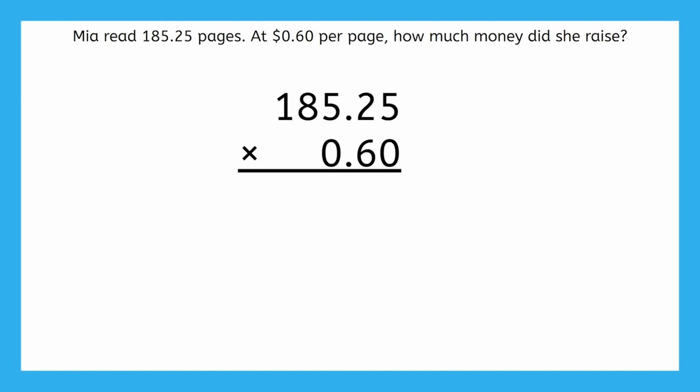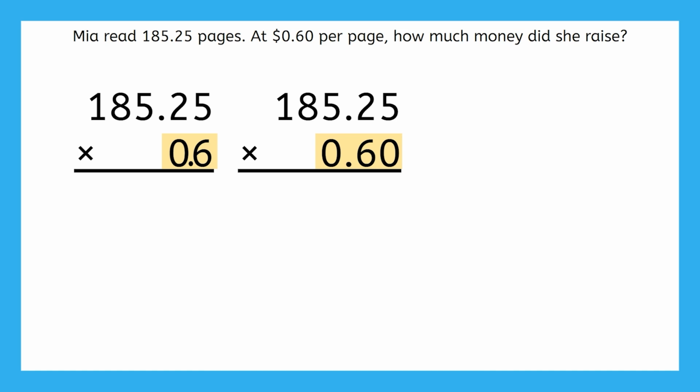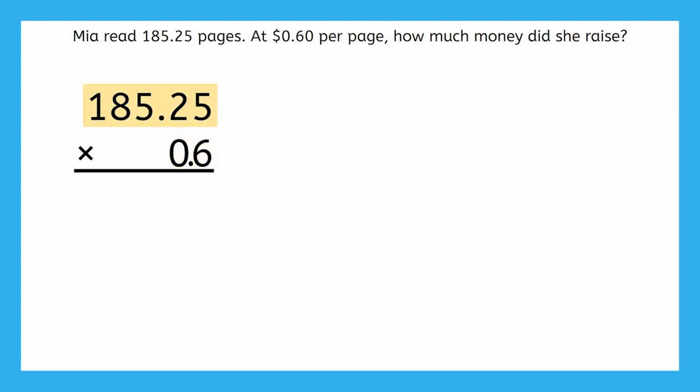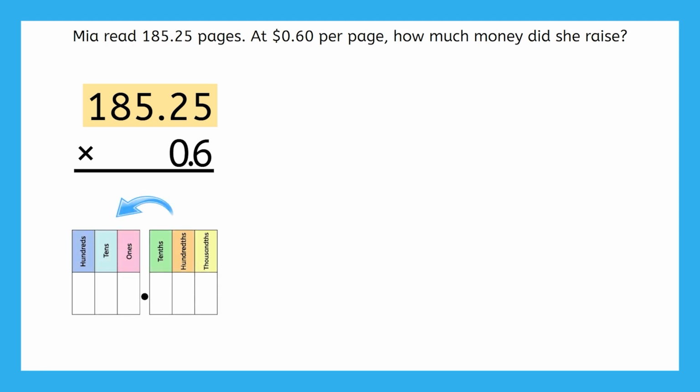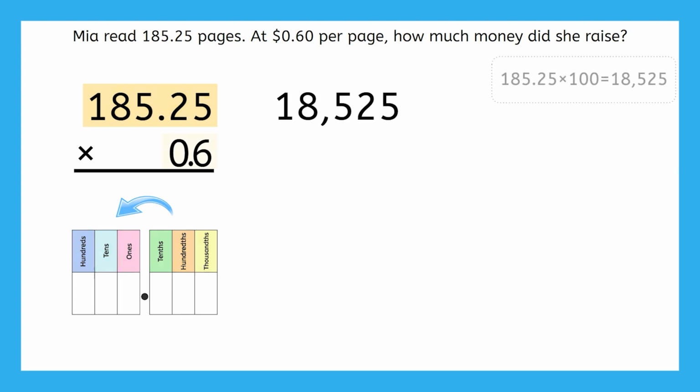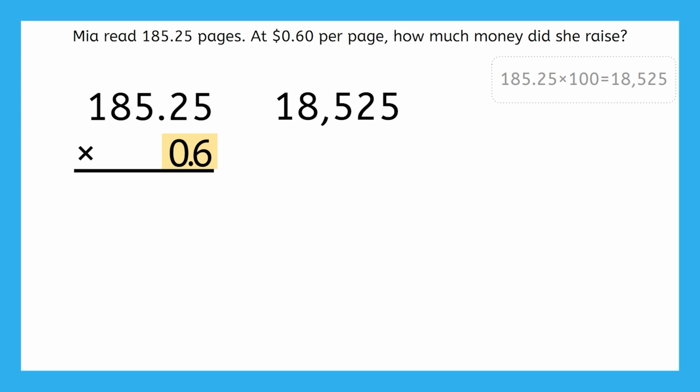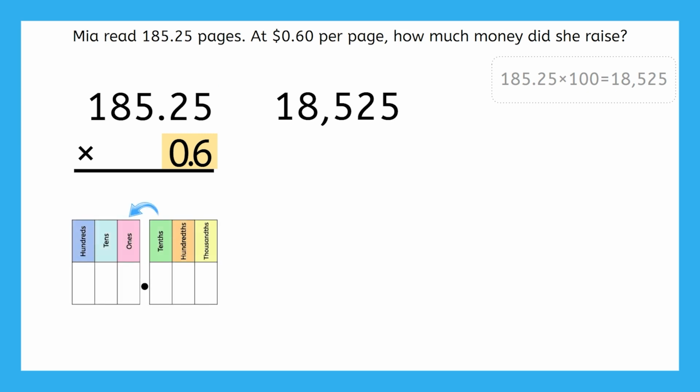Because we're going to convert these factors into whole numbers, it'll be easier to leave off the placeholder 0 in 60 hundredths and write 6 tenths for our equation. To make 185 and 25 hundredths a whole number, we need our digits to shift 2 place values bigger. So we'll multiply by 100. We need the digit in 6 tenths to shift 1 place value greater, so we'll multiply by 10.